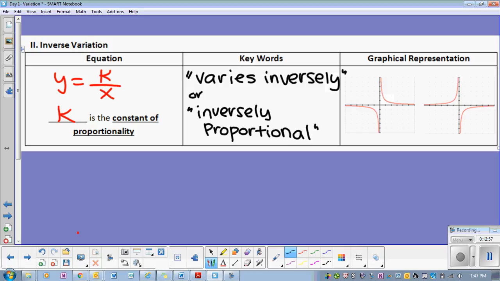And when you graph inverse variation, it looks like this. You have a bunch of hyperbolas. I just thought it would be good to tell you what those graphs are called. Hyperbolas.